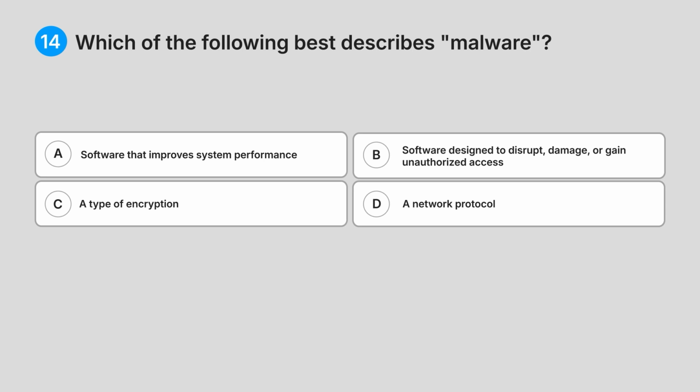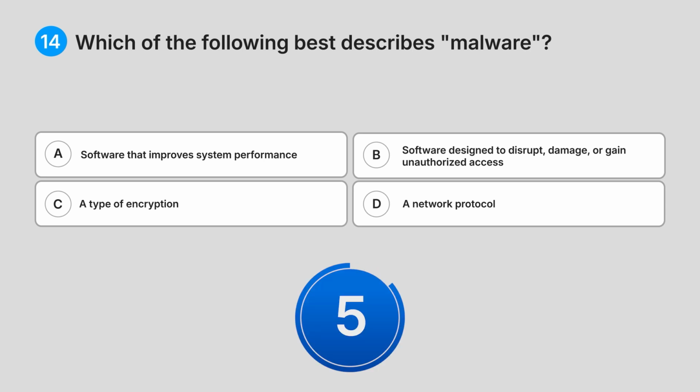A. Software that improves system performance. B. Software designed to disrupt, damage, or gain unauthorized access. C. A type of encryption. D. A network protocol. Do you know the answer?